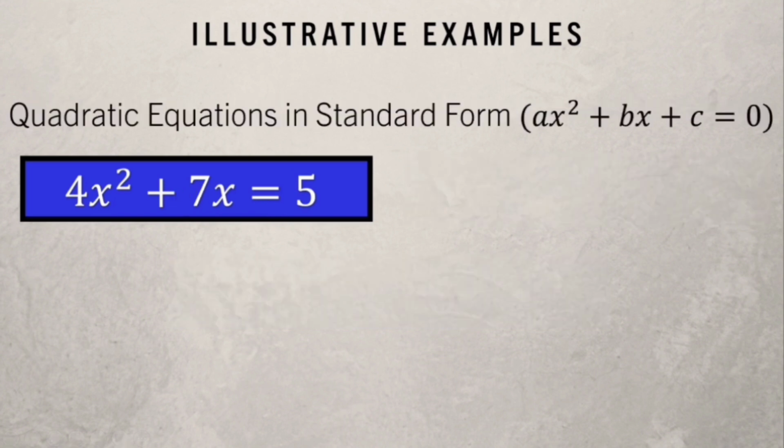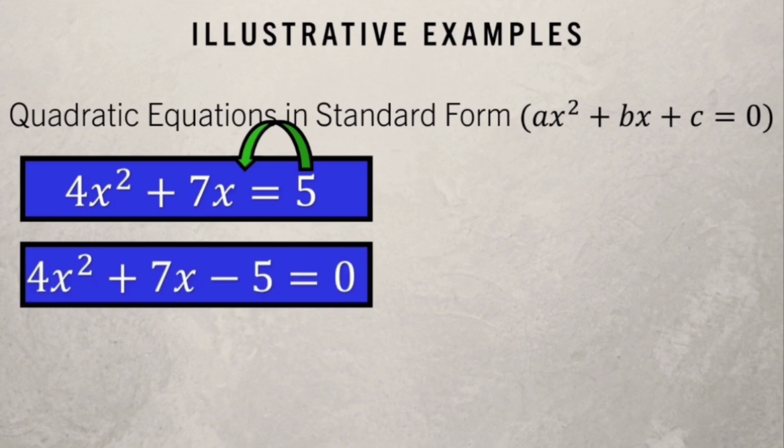What we are going to do first is to transform the quadratic equation into standard form, which is ax squared plus bx plus c is equal to 0. What we are going to do first is to transpose 5 to the left side of the quadratic equation. Therefore, we will be having 4x squared plus 7x minus 5, because as you can see, we transposed the 5 into the left side of our equation. Therefore, that is the standard form of the equation.